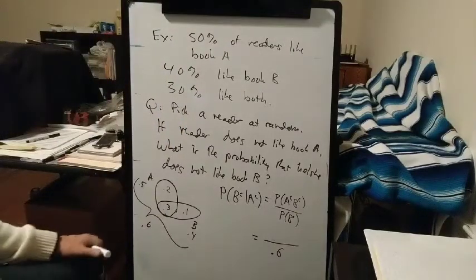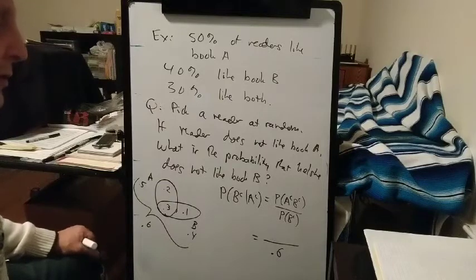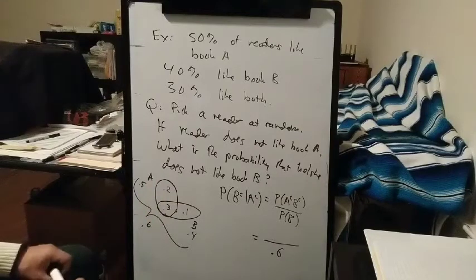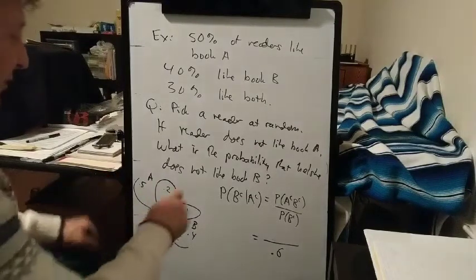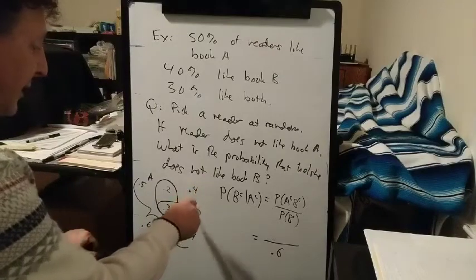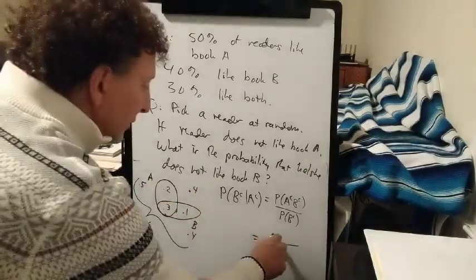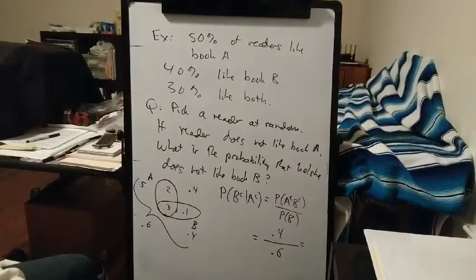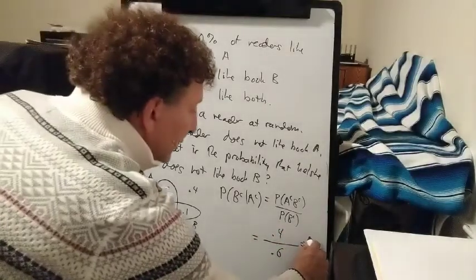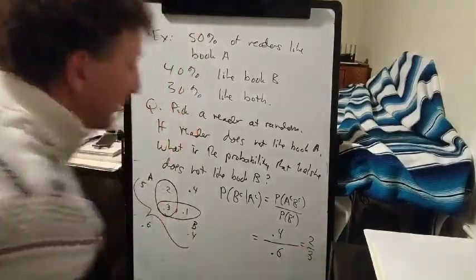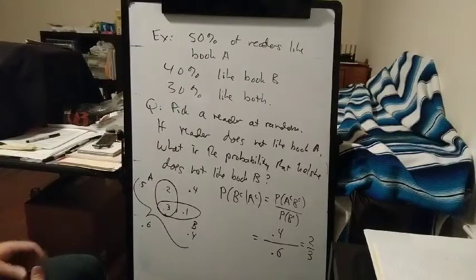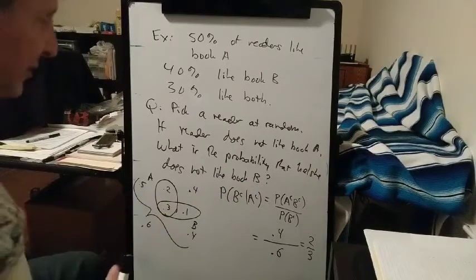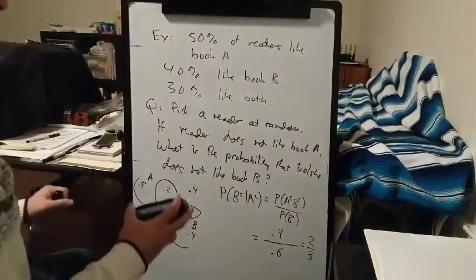And then the probability that a reader likes neither book A nor book B means that they're not in the 0.6 here. So that means that there's 0.4 outside of this region. So we've got 0.4 over 0.6. Get rid of the decimal point, that's 4/6, and actually 2/3 is what it simplifies to. Now I suppose we could get some of these numbers here without using the Venn diagram, so let's try that and see how it works out.